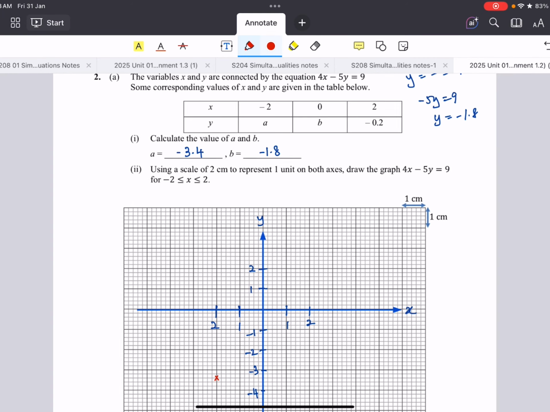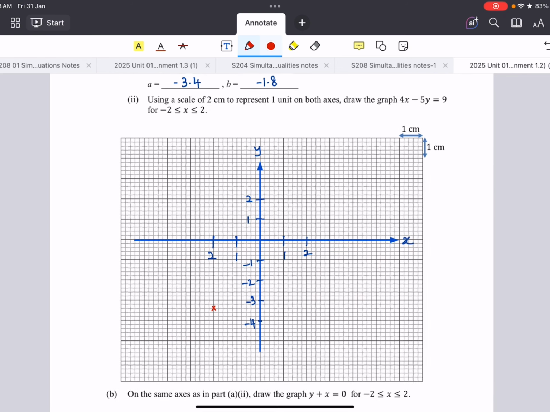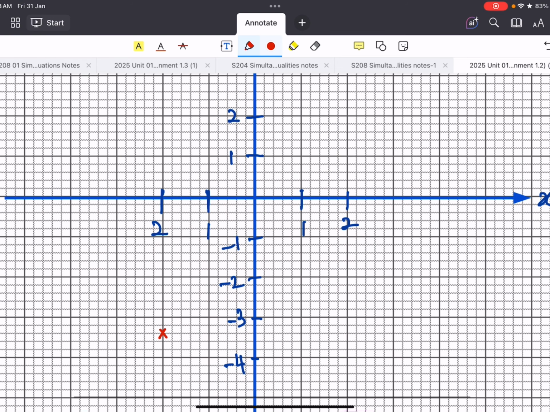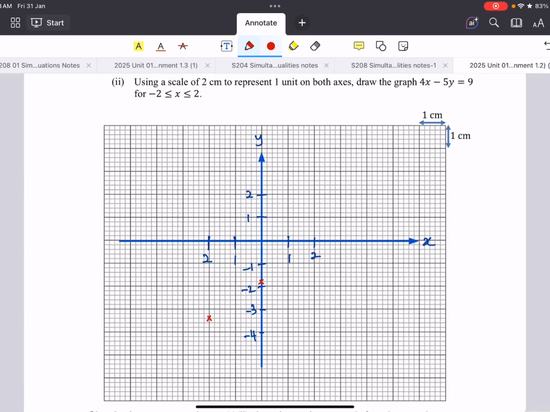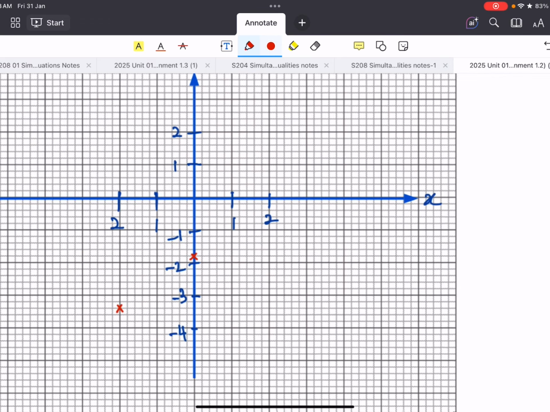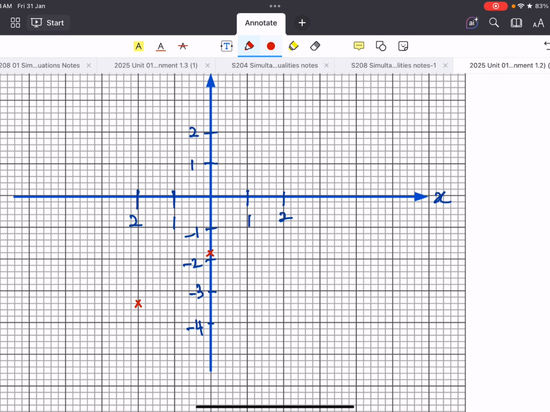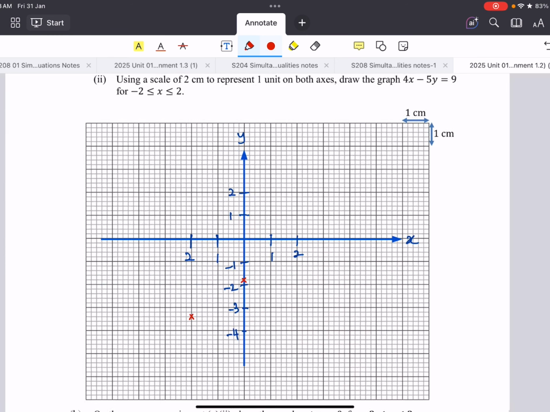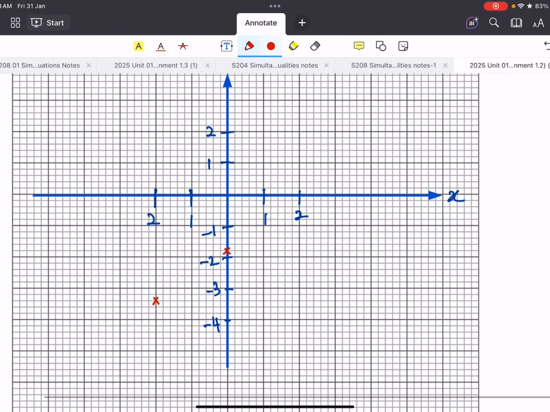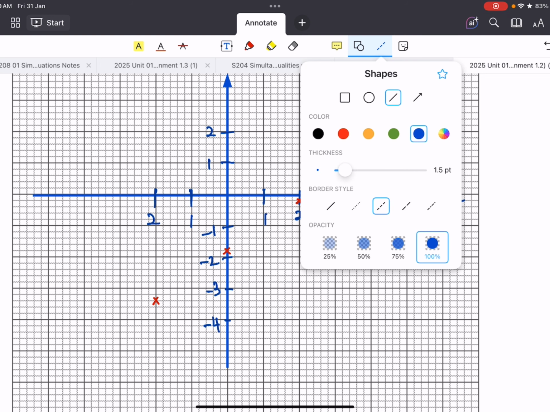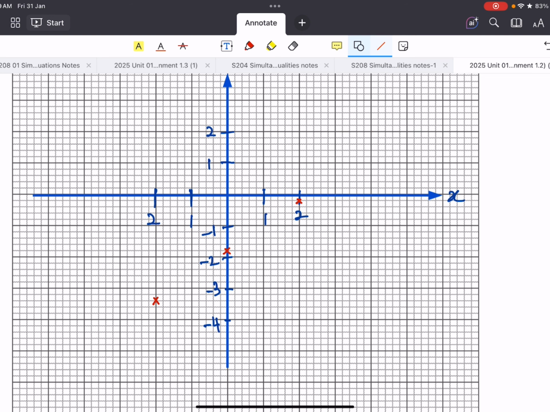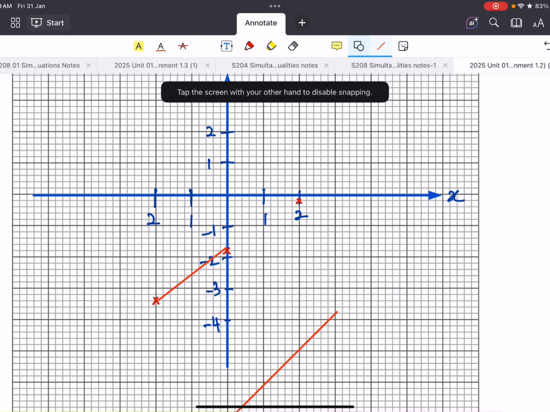And then we have 0 and negative 1.8. 0, negative 1.8 will be here, as well as 2 and negative 0.2, sorry. 2 and negative 0.2 will be over here. So again, just take a ruler, draw a straight line. A solid line, red to match things up. And let's draw this, right?